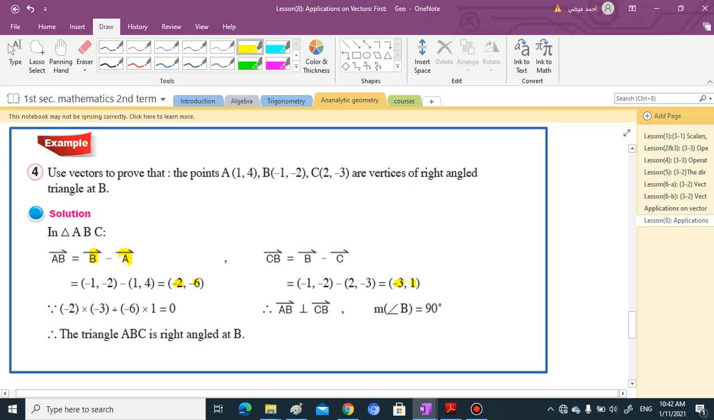So by using the rule of perpendicularity, we multiply negative 2 times negative 3, x1 times x2, plus y1 times y2, negative 6 times 1. Negative 2 times negative 3 equals positive 6, plus negative 6 times 1, which is negative 6. So positive 6 and negative 6 is equal to 0, which is the perpendicular rule. So the directed line segment AB is perpendicular to the directed line segment CB. So the measure of angle B will be 90 degrees. So the triangle ABC is a right angle triangle at B.